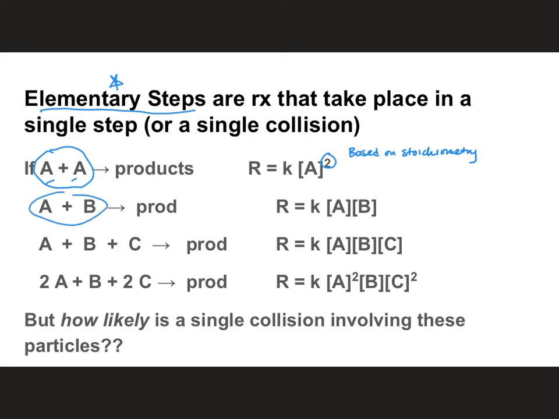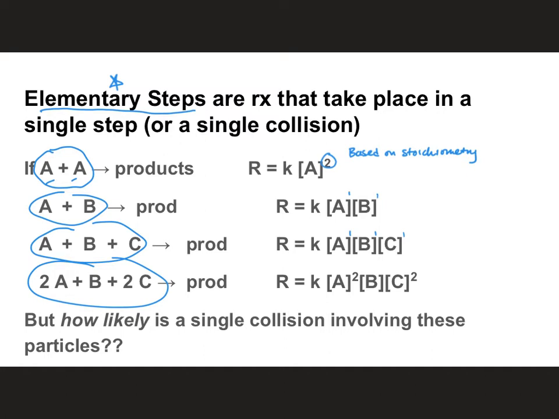In this case, I have A and B. They each show up in the rate law once. Here I have these three that each show up in the rate law once. And here I have 5 different particles, and they show up as you see in the rate law.